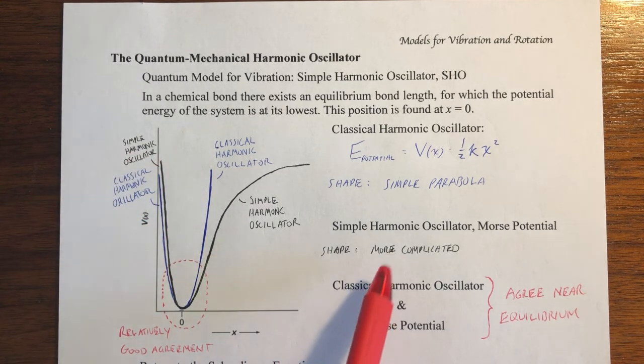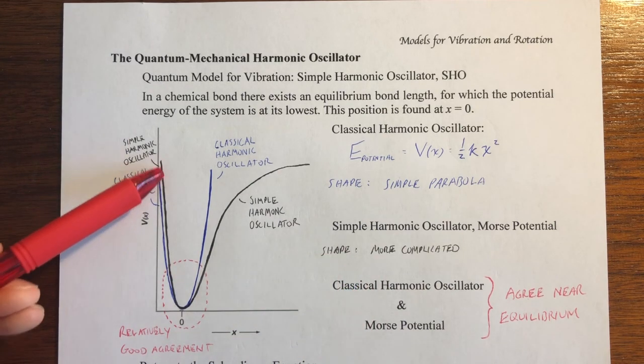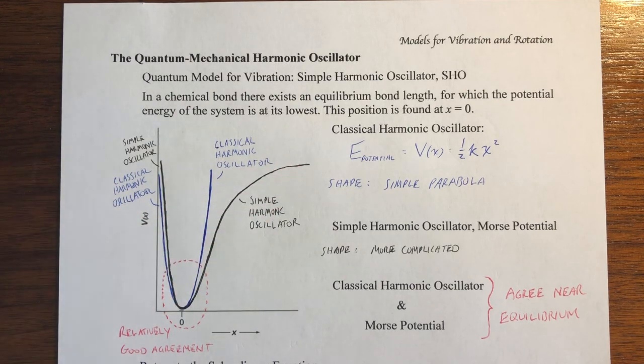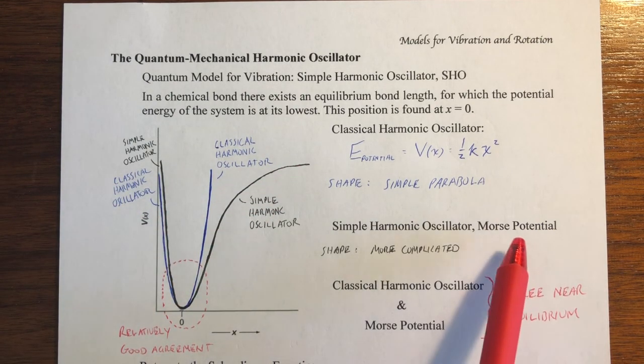The simple harmonic oscillator, its shape is a little bit more complicated. And this is our energy well shape, where it's asymmetric and a little bit strange. This is called the Morse potential. So the energy well is synonymous with the Morse potential.